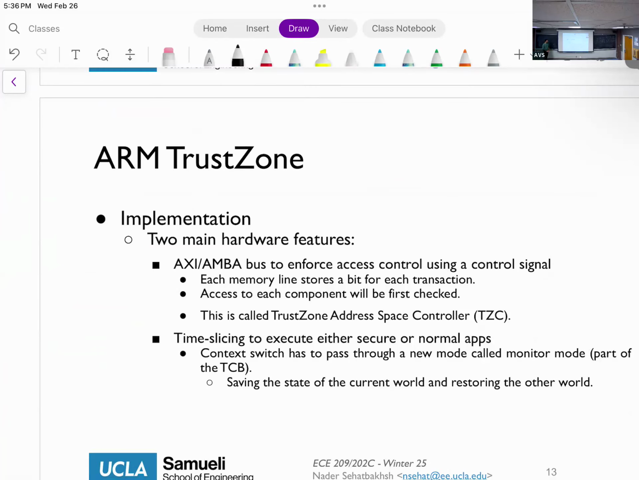So in terms of implementation, there are 2 things happening. One is we need to enforce this access control. This is, as I said, what we call a TrustZone address space controller, or TZC, TrustZone controller. Basically, every access to the memory is checked by that 1 bit. If that bit is not part of the secure world, it will be blocked if it's running from a non-secure world. You have a question?